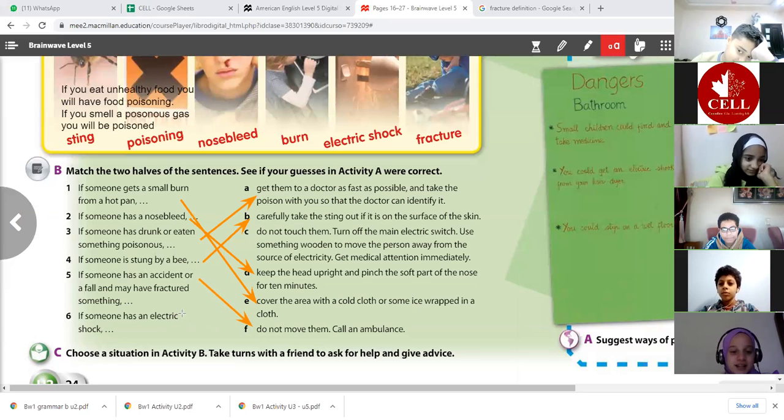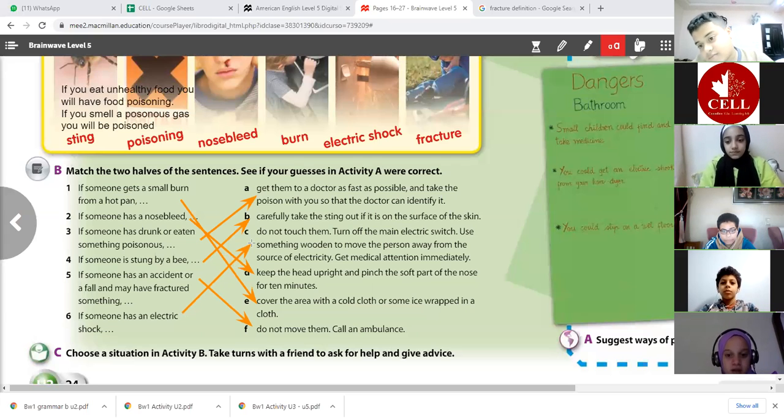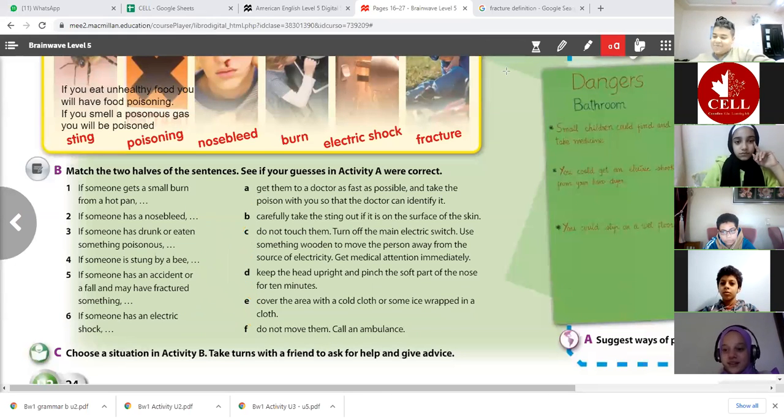If someone has an electric shock, don't touch them. Turn off the main electric switch. Use something wooden to move the person away from the source of electricity. Get medical attention immediately. Genius.